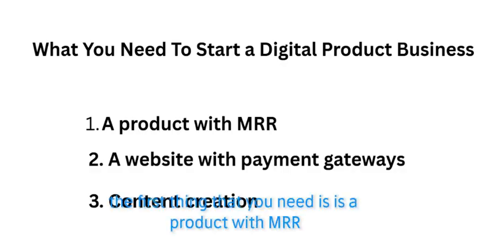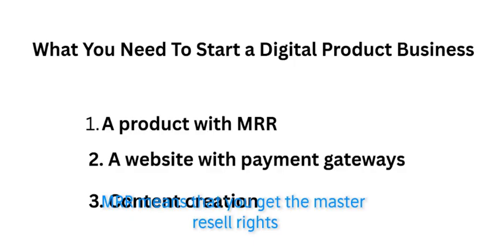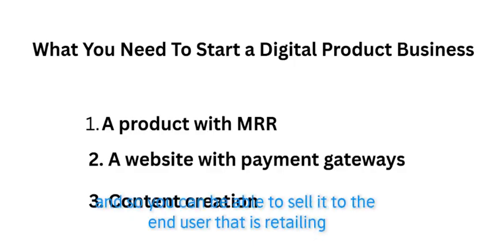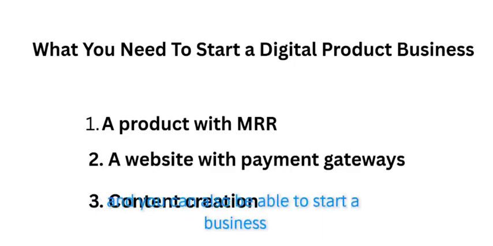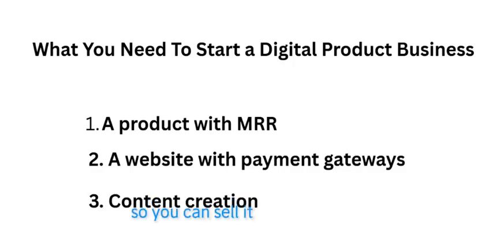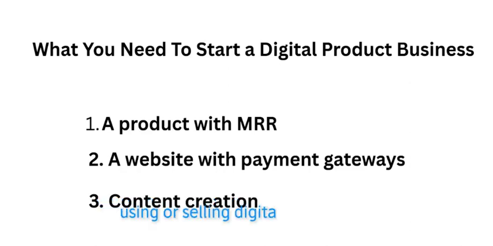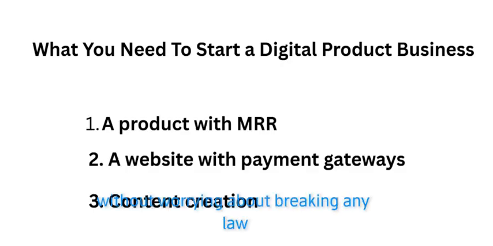The first thing that you need is a product with MRR. MRR means that you get the master resell rights, and so you can sell it to the end user, that is retailing. And you can also start a business selling it to people who want to sell the same products to people just like you. Okay, so you can sell it to coaches, you can sell it to people who want to begin their own online business selling digital products. You get all the rights, so you're able to comfortably sell without worrying about breaking any law.